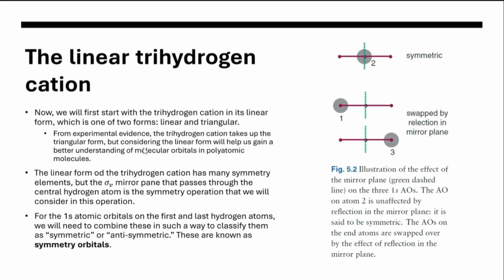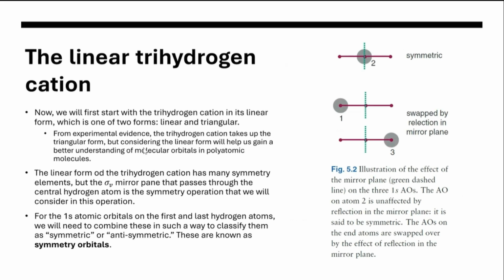There are 2 forms of the trihydrogen cation that you need to know, the linear form and the triangular form. From experimental evidence, it's found that the trihydrogen cation is actually in the triangular form. So why are we talking about the linear form? Well, the linear form, at least in my opinion, helps to better introduce the concept of symmetry orbitals and symmetry in general. So it's still relevant to this discussion. The linear form of the trihydrogen cation has many symmetry elements, but the mirror plane that passes through the central hydrogen atom is the symmetry operation that we'll consider.